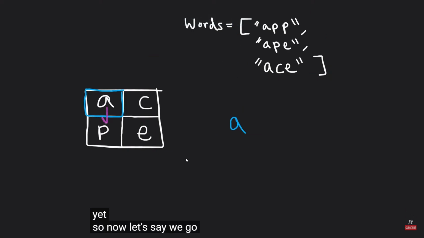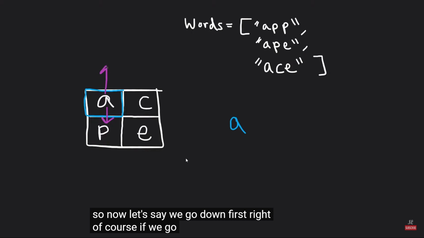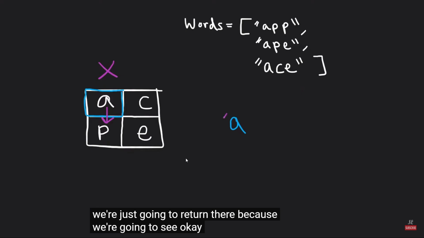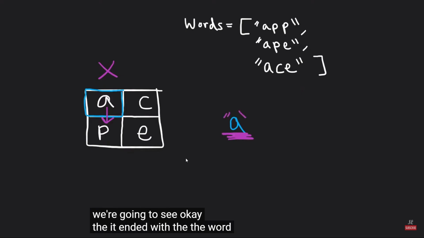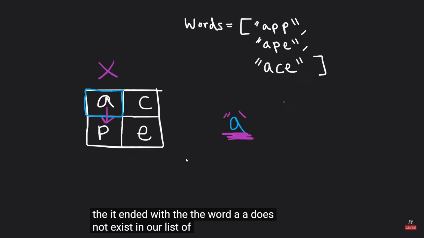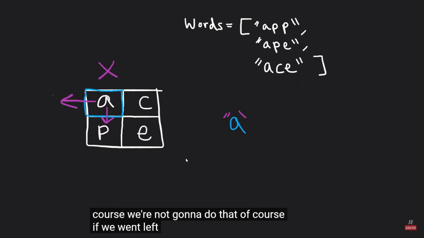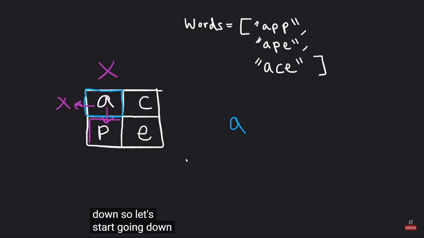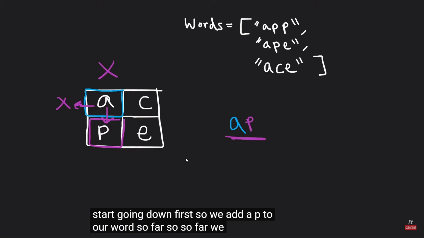So now let's say we go down first, right? Of course, if we go up, that's out of bounds. So we're just going to return there because we're going to see, okay, it ended with the word A. A does not exist in our list of words, so of course we're not going to do that. Of course, if we went left, that also would not work, but we can go down, so let's start going down first. So we add a P to our word so far. So far we have AP.